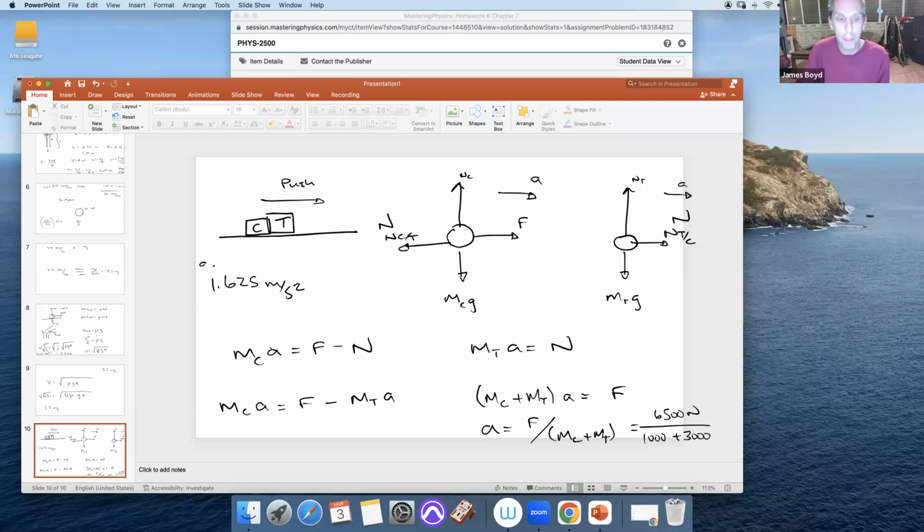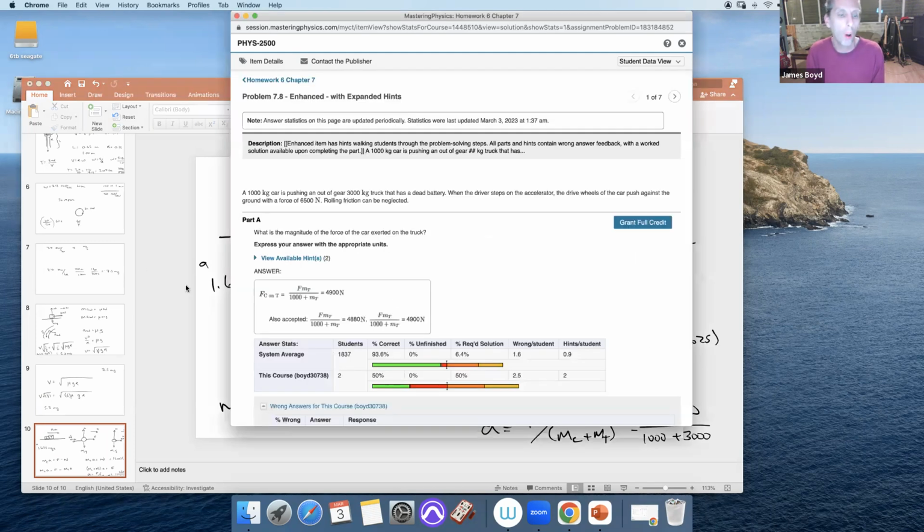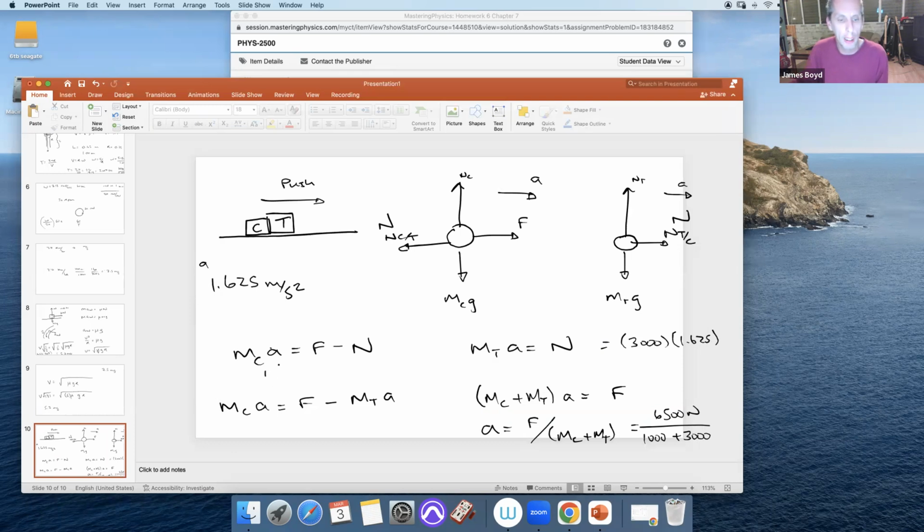So what they're actually asking me for is what is the normal force of the car on the truck, but it's the same as the normal force on the truck. So this would be 3,000 times 1.625, mass of the truck times A, which is about 4,900. Or if you did it over here, N would equal F minus M_C A, which was 6,500 minus 1,000 times 1.625. And that again would be about 4,900 newtons.